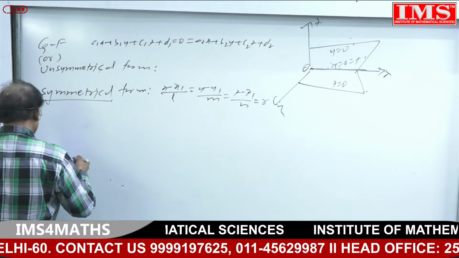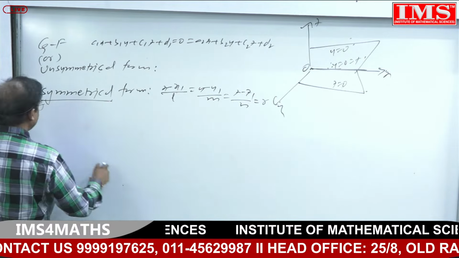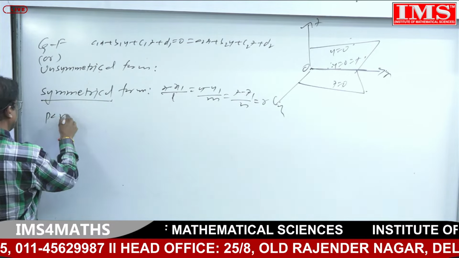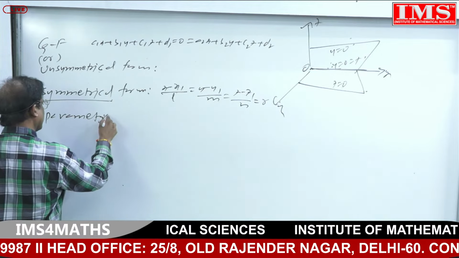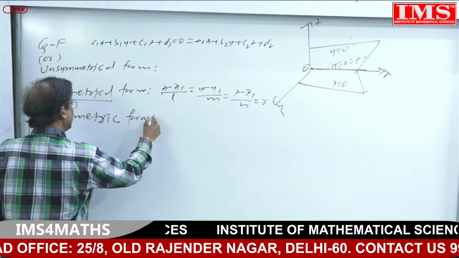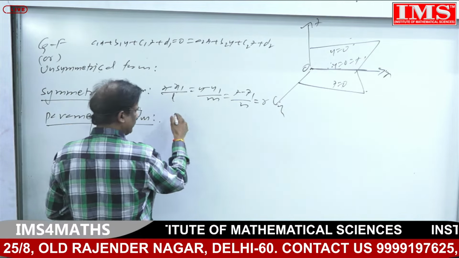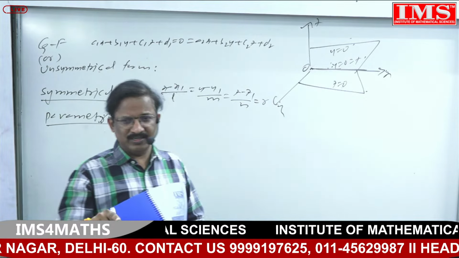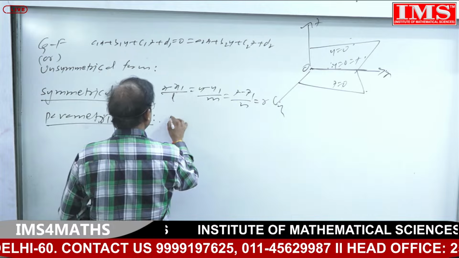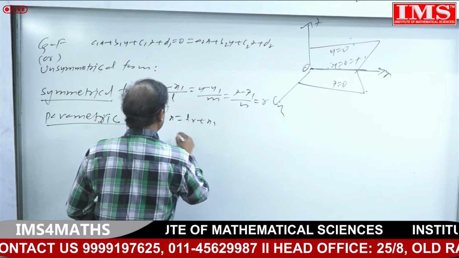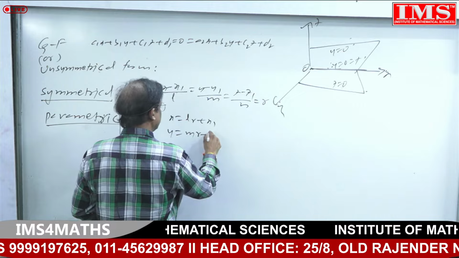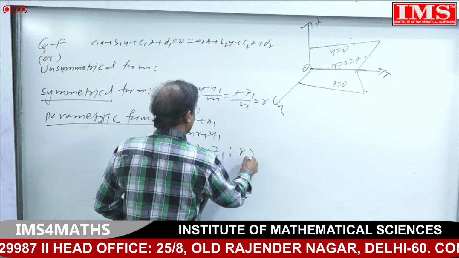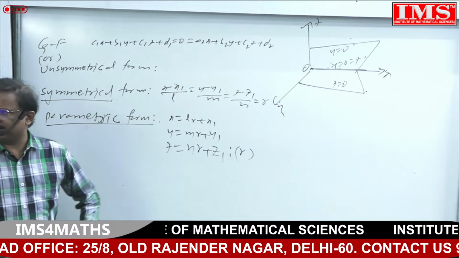Next, there is another form, the parametric form. What is the parametric form of the line? This r is a variable number, from the fixed point (x1, y1, z1) to the variable point (x, y, z). x equals lr plus x1, y equals mr plus y1, z equals nr plus z1. And r is a parameter, isn't it?